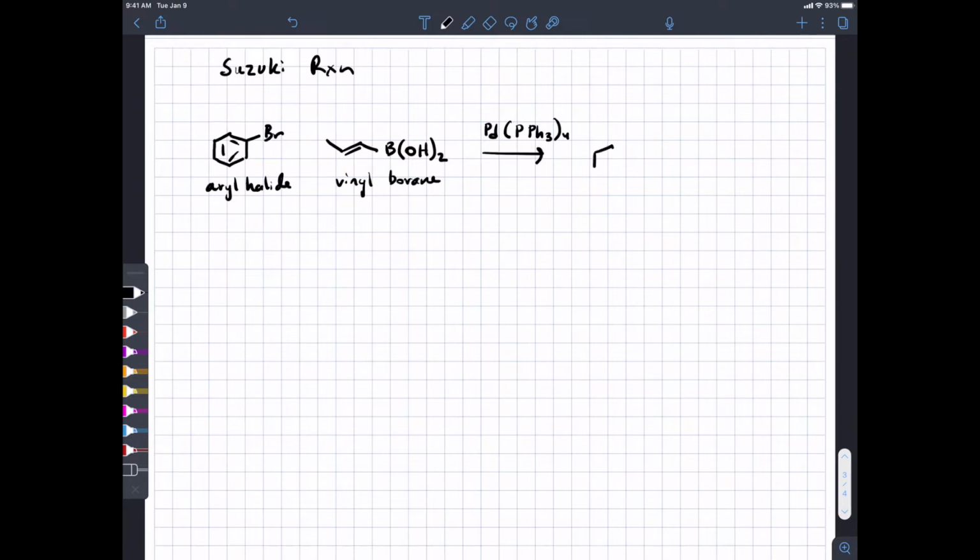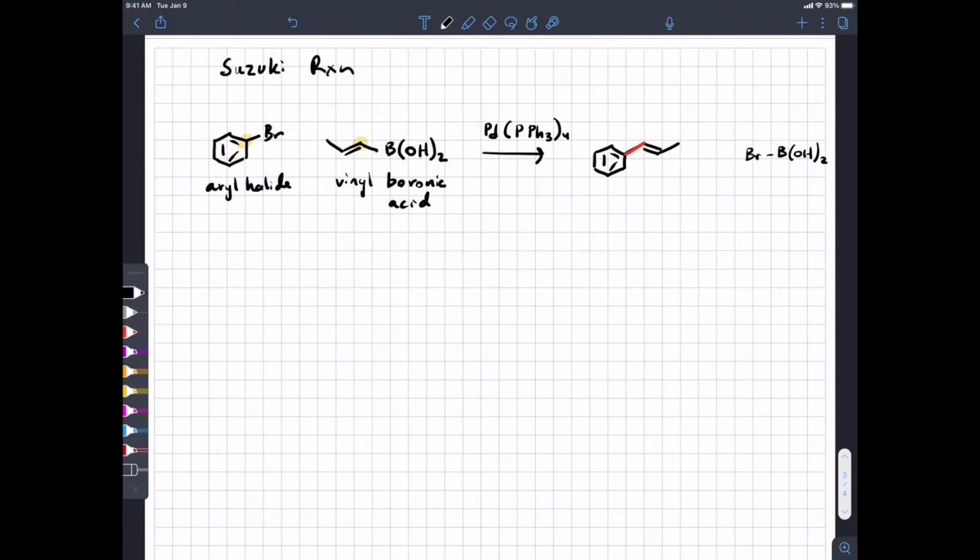And you make a new bond between the benzene ring and the vinyl group. And you regenerate the catalyst. And then I suppose the other thing you would make is you'd have the bromine on that boron. Okay. So the key is you make a new bond here between this carbon here and this carbon there. And interestingly enough, the stereochemistry of the vinyl group stays. And actually, I should be clear about this. This is a functional group called a boronic acid, but it could be a boronic ester as well.